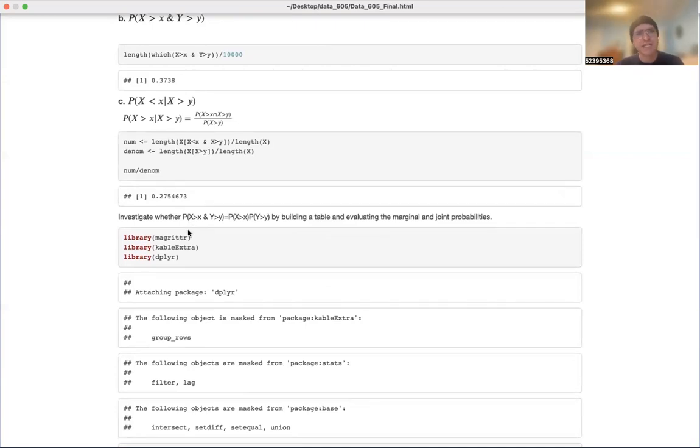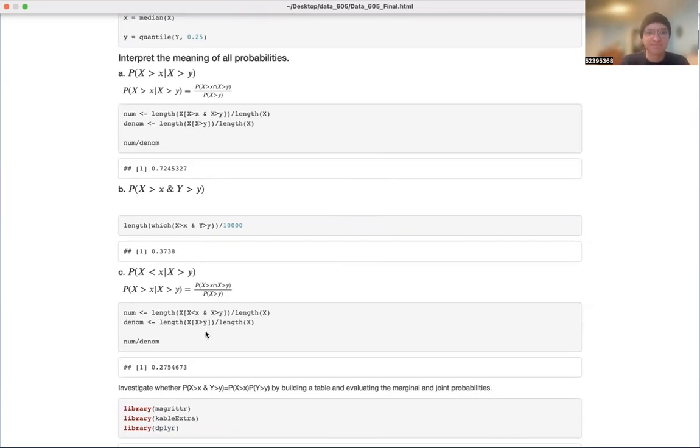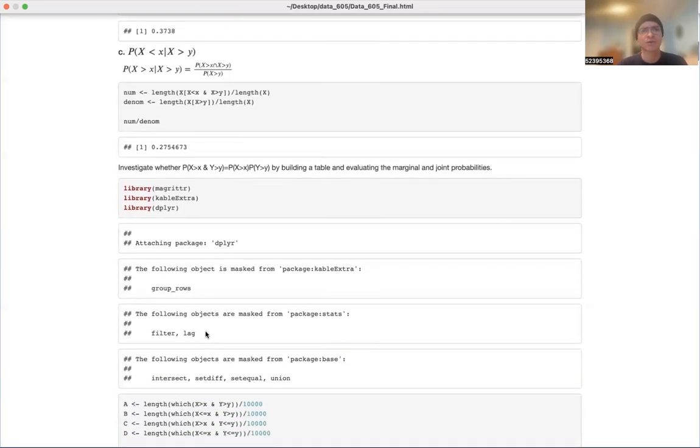Next, for question C, the question reads: the conditional probability that a value in my random uniform distribution is greater than the median of that corresponding distribution, given that a value in my random uniform distribution is greater than the 25th percentile of my normal distribution. The code for question C was just, I took the code for question A and moved it to question C, and then changed the direction of my inequality. And I got a percentage of about 27.5.